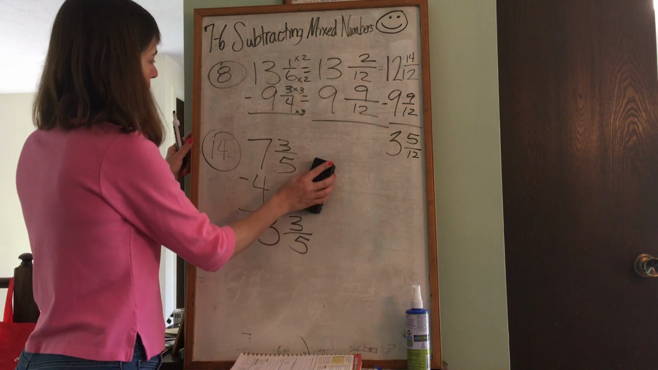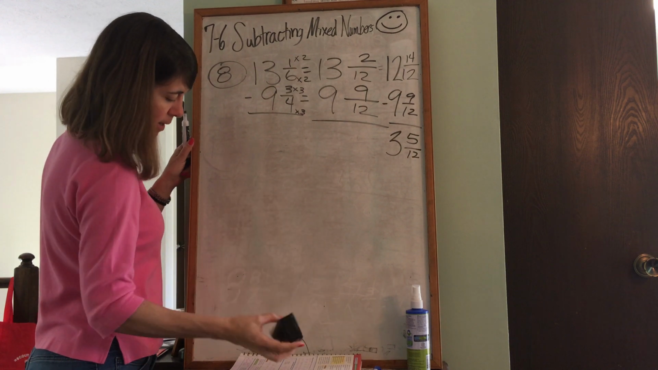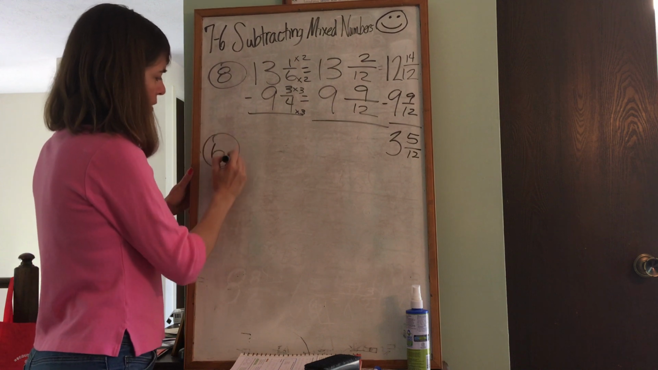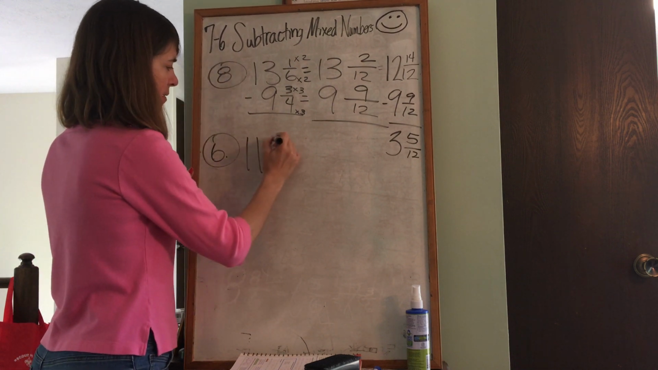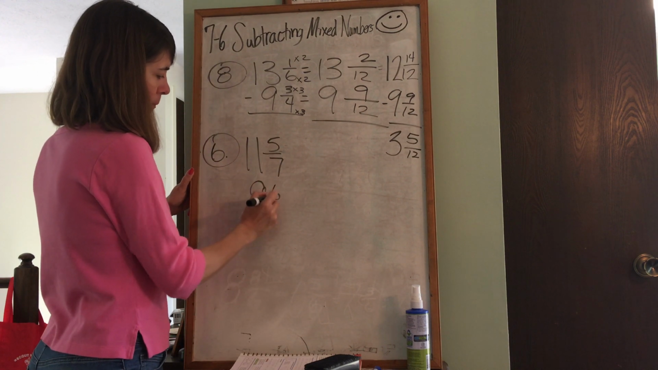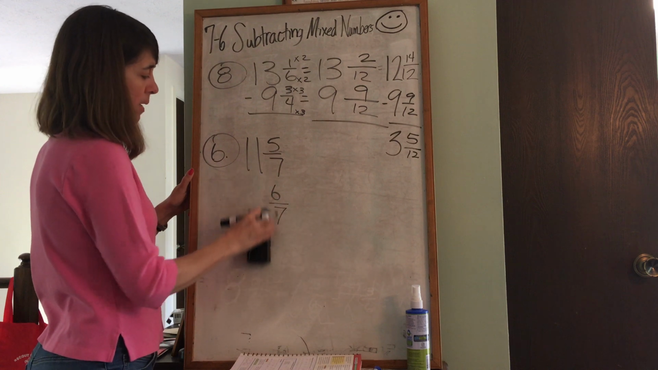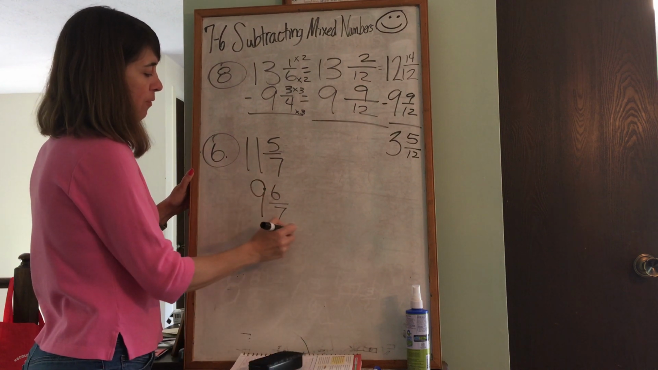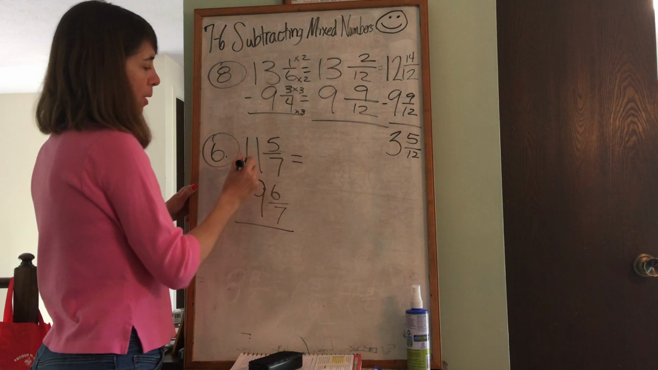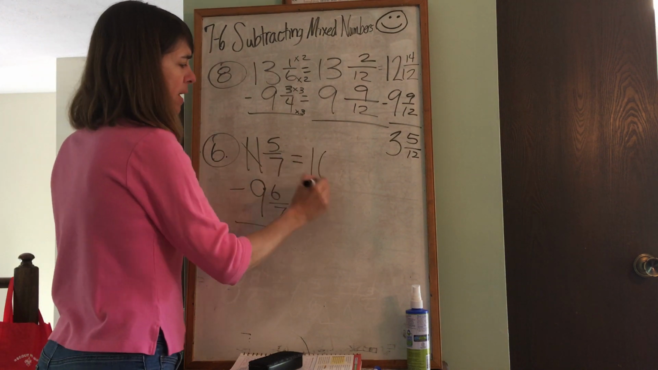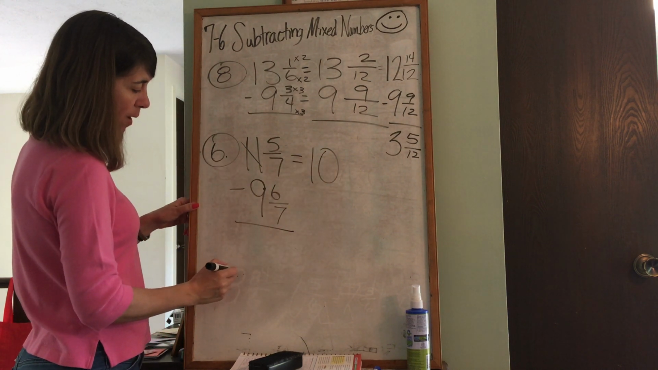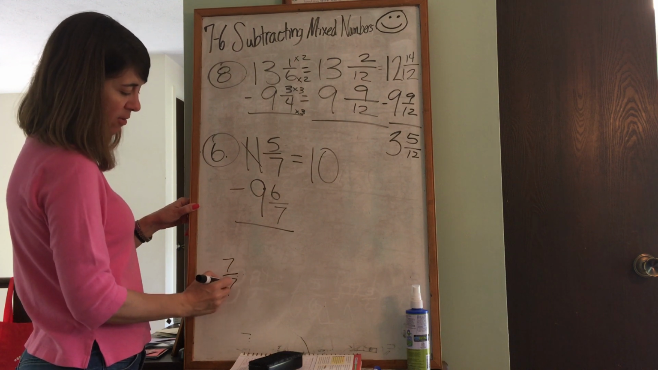Okay, a couple more practice problems just to keep us going here and get us in a routine. Let's jump to number 6, which is 11 and 5/7 minus 9 and 6/7. All right, again, we've got to do some borrowing, right? Because we can't do 5/7 minus 6/7. So we're going to borrow from the 11 and make it a 10. Then we're going to bring that 1 over. So that 1 could be seen as 7/7, right?